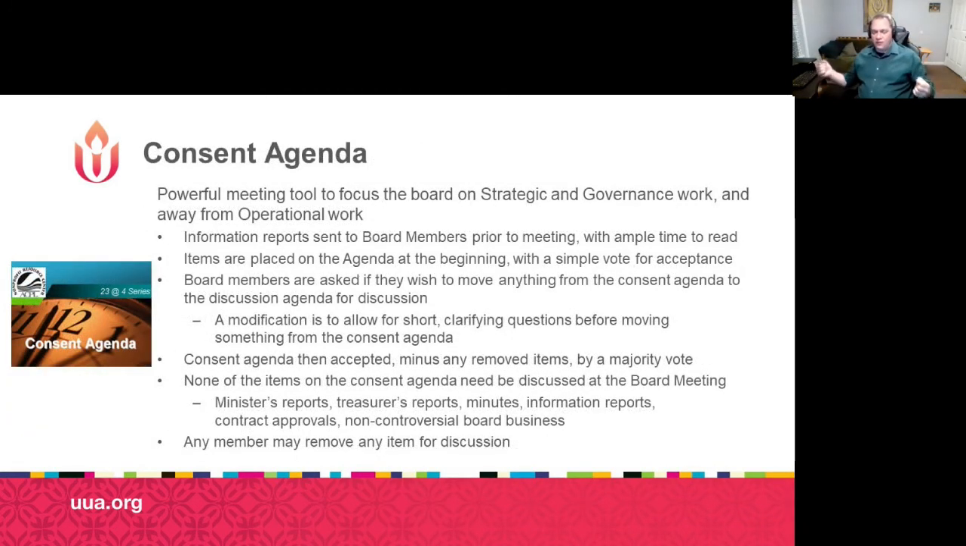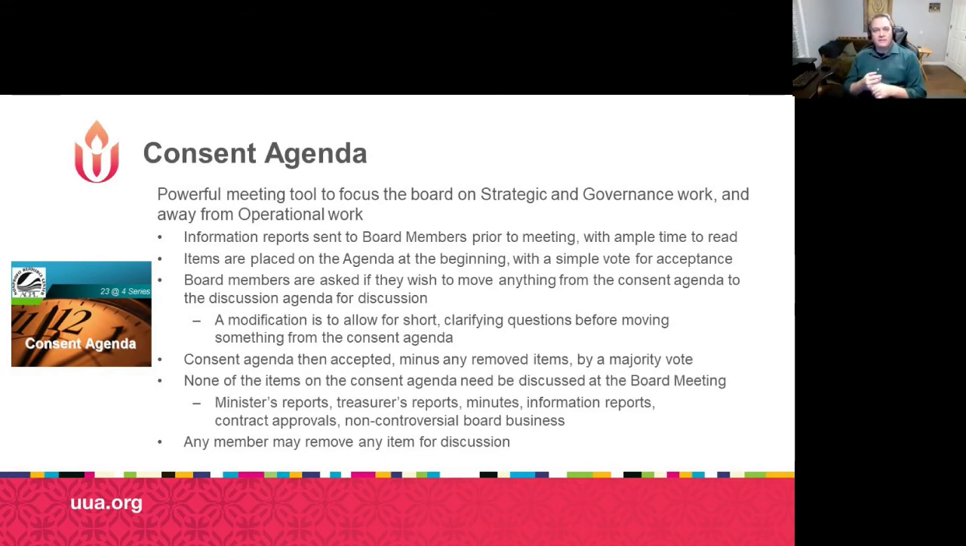So another big thing, another wonderful tool, is a consent agenda. Usually when I'm doing this workshop in person, at this point I ask everybody to wave their hand and tell me if their board uses a consent agenda. A consent agenda is a really easy thing in concept and sometimes a difficult thing for our congregations to do. It's simply this. There are many things that come before a congregational board that board members just need to know about, or that can be engaged by asking questions of clarity prior to the meeting.